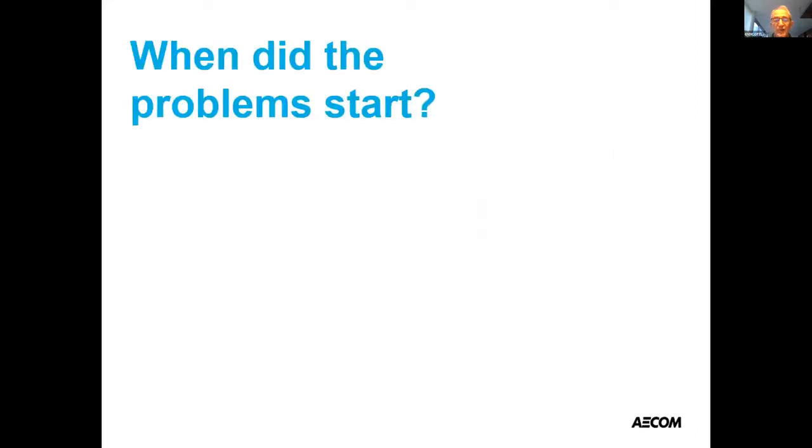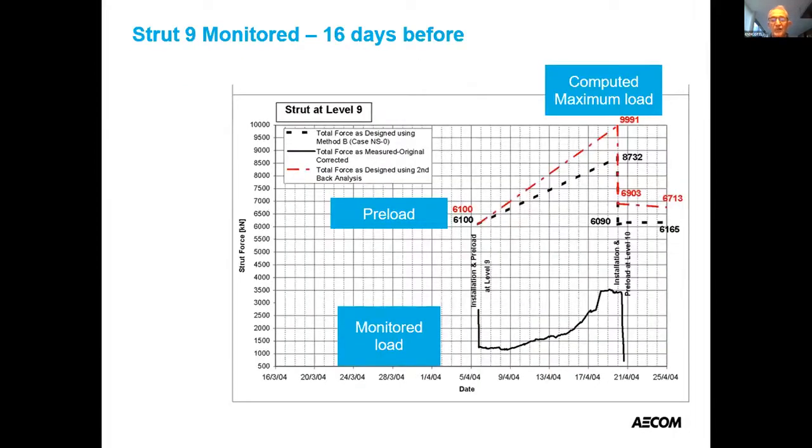Now, when do these problems start on site? The struts were monitored with strain gauges that were stuck on them before the struts were installed. And in order to control deflections, the struts were preloaded. And on this diagram, you can see that the strut at the 9th level was supposed to be preloaded to 6,100 kilonewtons.